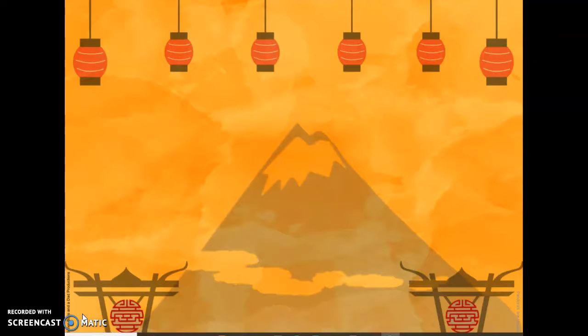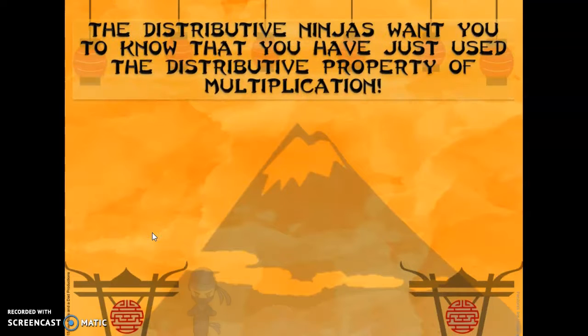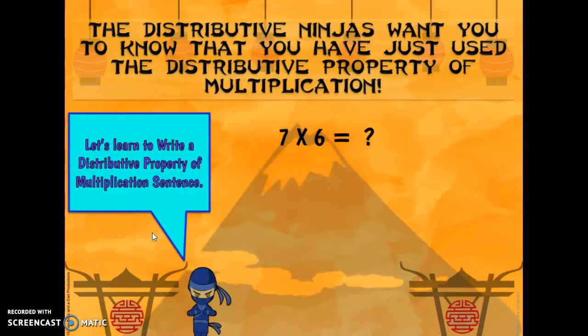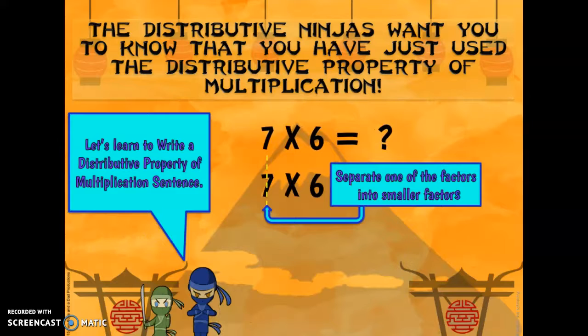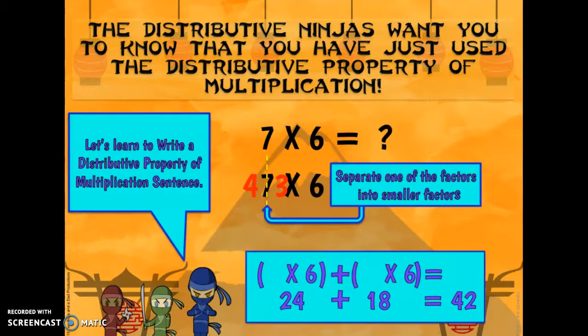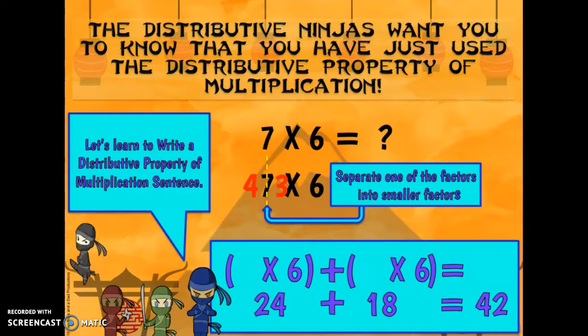So we're going to look at one more way that this problem could be broken up, and this time we're going to talk about how it can be broken up in a different way. So we're going to take that sentence, and this time we're going to separate 7. And we're going to separate 7 into 2 smaller factors, which is 4 and 3. And now our sentence is going to look something like this.